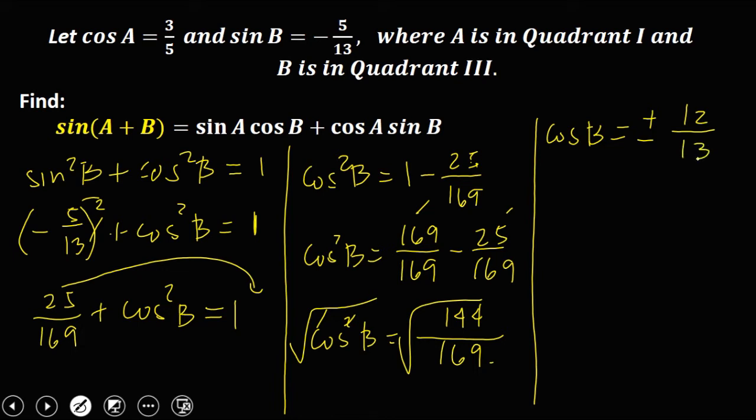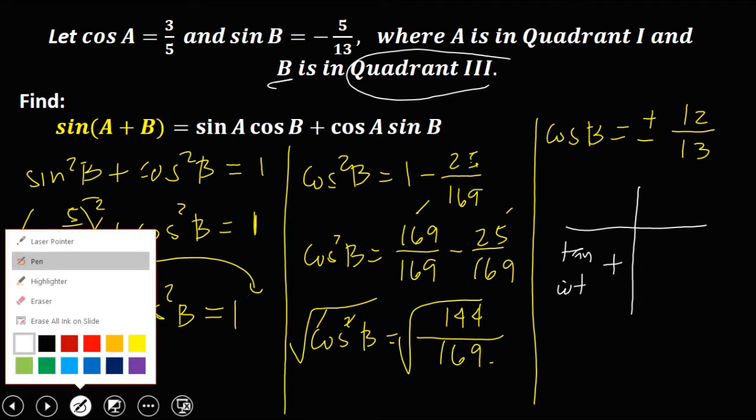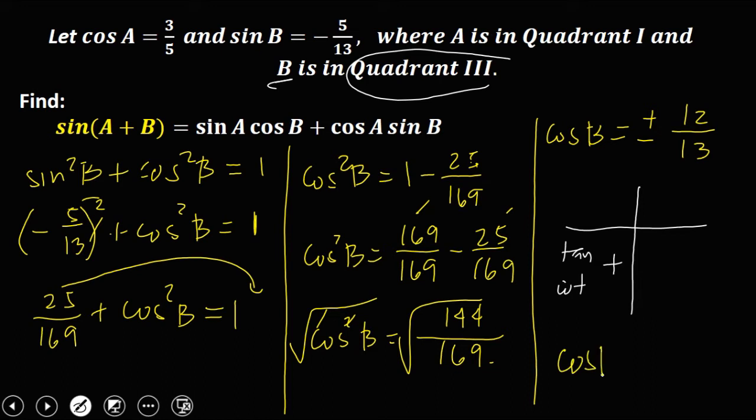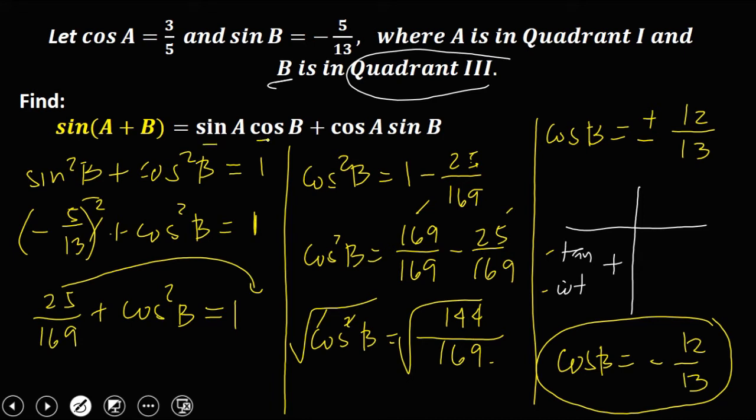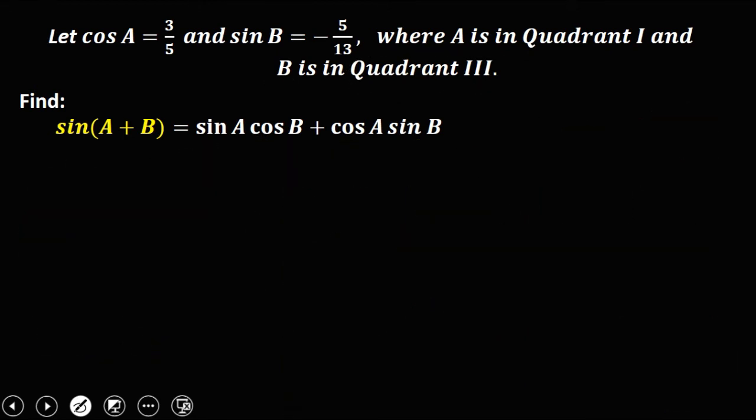Then to find the sign of cosine B, from the problem, B is in quadrant 3. In quadrant 3, only tangent and cotangent are positive. So this cosine B is negative 12 over 13. Again, only tangent and cotangent are positive in quadrant 3. So we have all the values: sine A, cosine B, cosine A, and sine B. So we can now solve the value of sine A plus B.